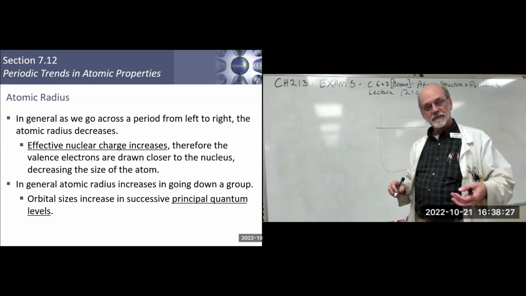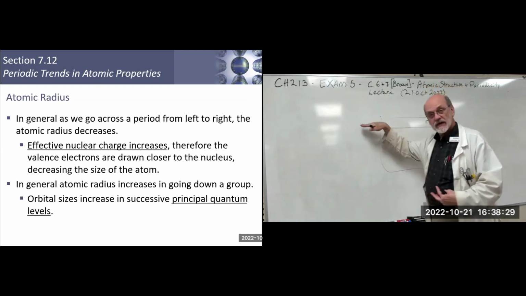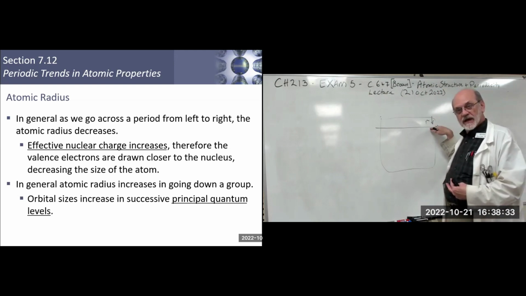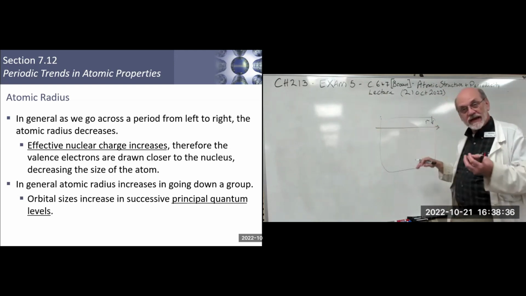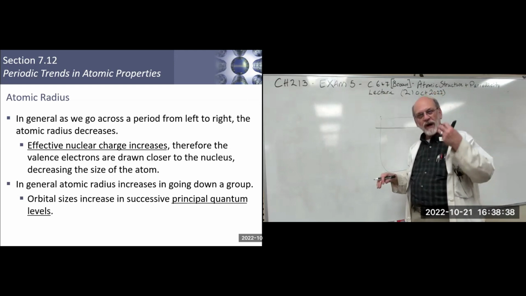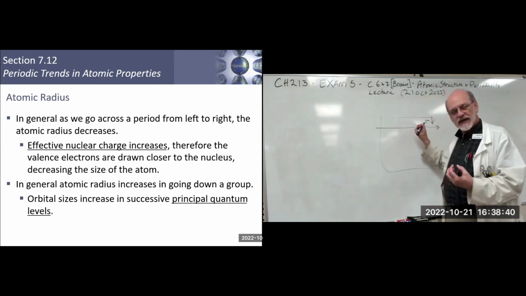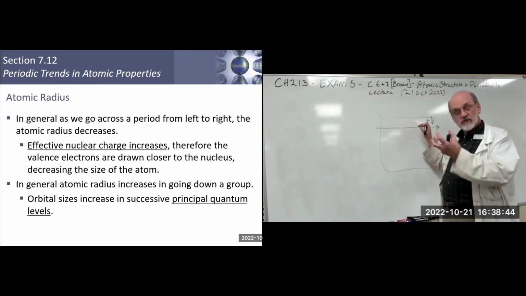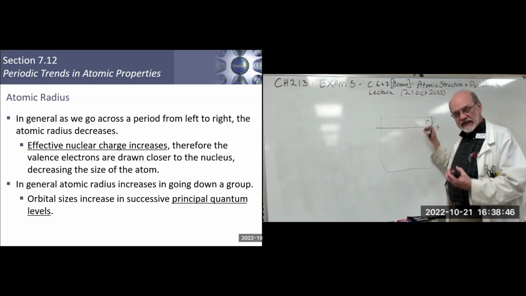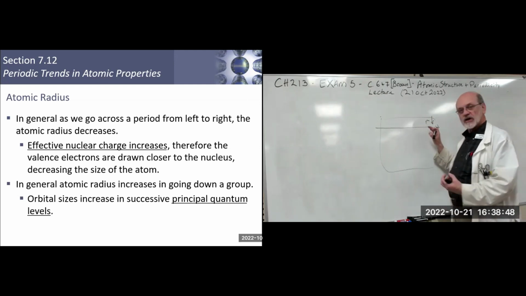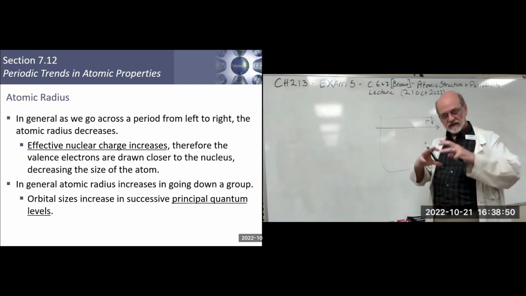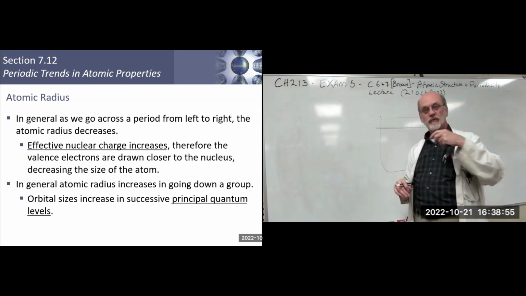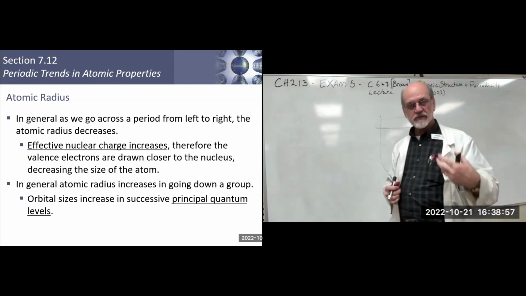Why is that? Well, you're adding electrons in this energy level. That doesn't change. But while you're going from left to right, you're adding more protons. You've got more positive charge in the center, in the nucleus, and it's drawing on these negative charges more strongly. The increased nuclear charge causes the atom to shrink because it's drawing those electrons in closer. Okay. So from left to right, the radius becomes smaller.